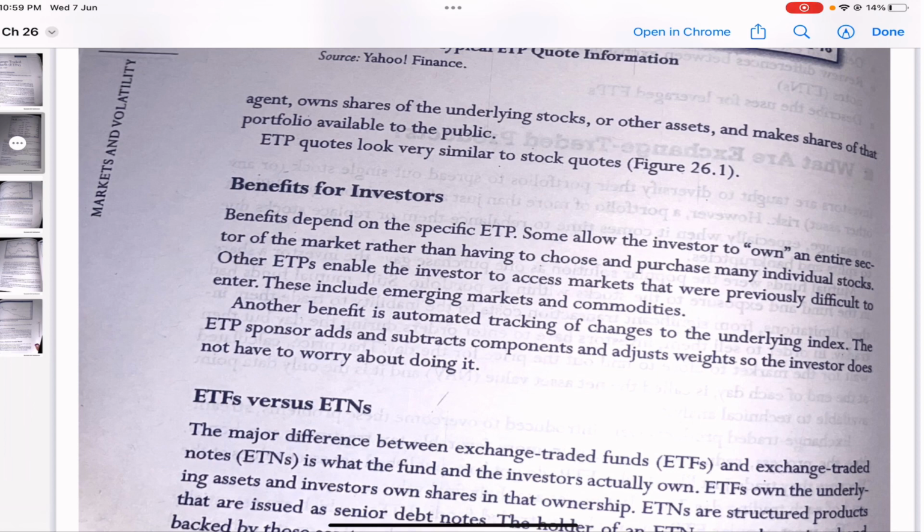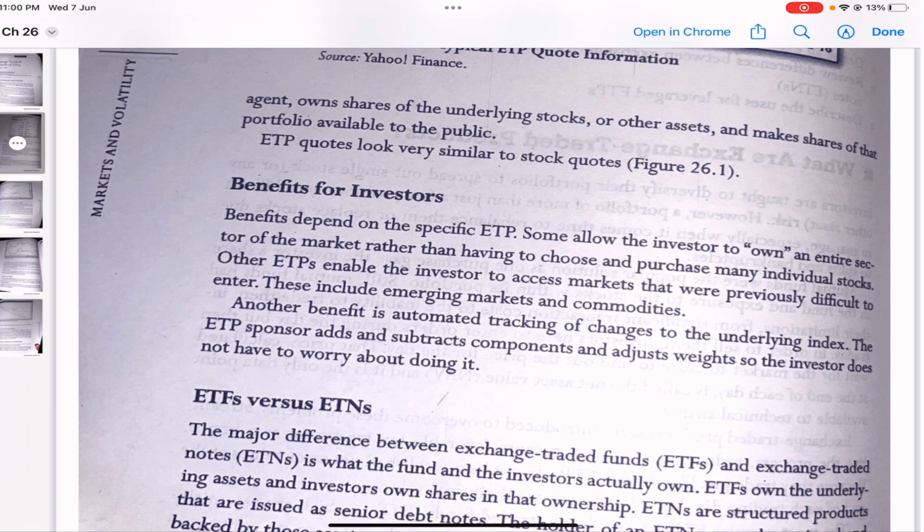ETP codes also look very similar to stock codes. Like the Nippon Nifty India chart I just showed you, it looks normal, like any other chart. So what is the benefit of an ETP? What benefit do I have when I put my money in an ETP? Benefits depend on the specific ETP. If I have a chance to invest in gold ETFs or silver ETFs, or let's say pharmacy ETFs, there are various kinds of ETFs like that, and there are various benefits to each.